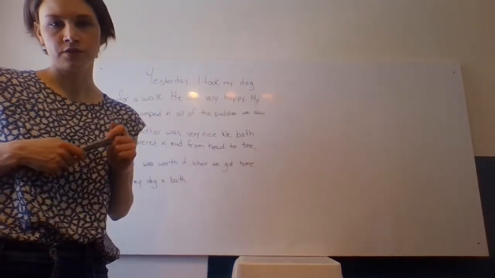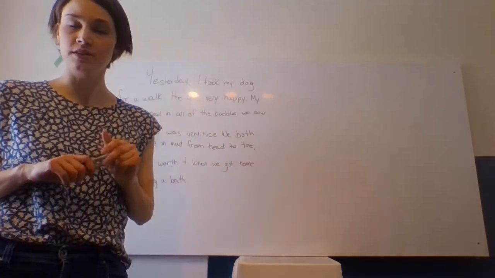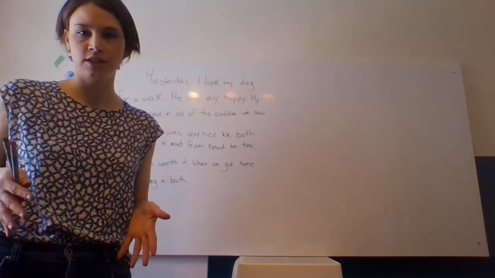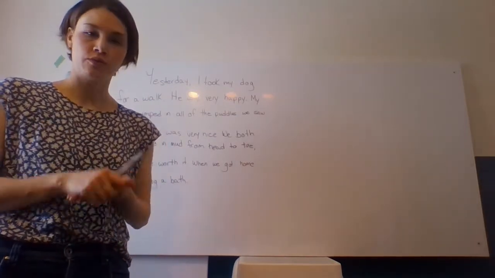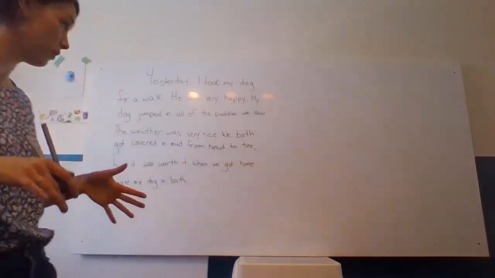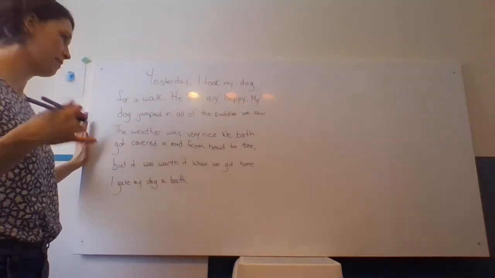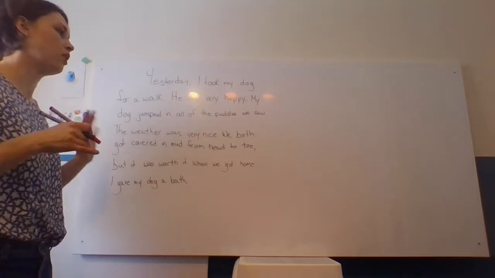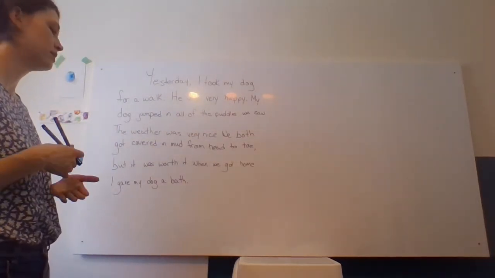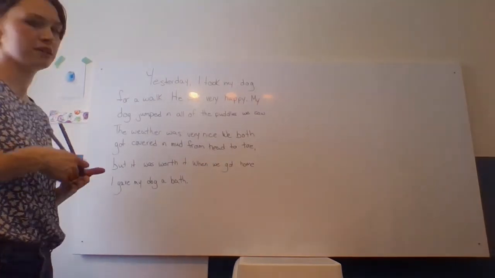Okay, everyone, now we're going to look at a longer piece of writing. I've written a paragraph here, and we're going to pick out the simple sentences and see how we can use sentence branching to make our paragraph have more rhythm, provide more information, and be more interesting. So here's our paragraph. Yesterday, I took my dog for a walk. He was very happy. My dog jumped in all of the puddles we saw. The weather was very nice. We both got covered in mud from head to toe, but it was worth it. When we got home, I gave my dog a bath.